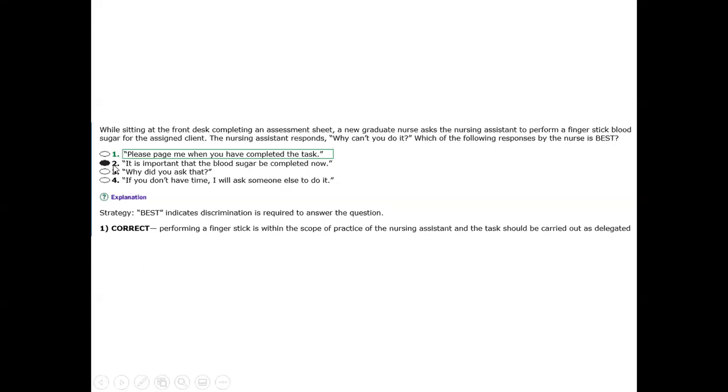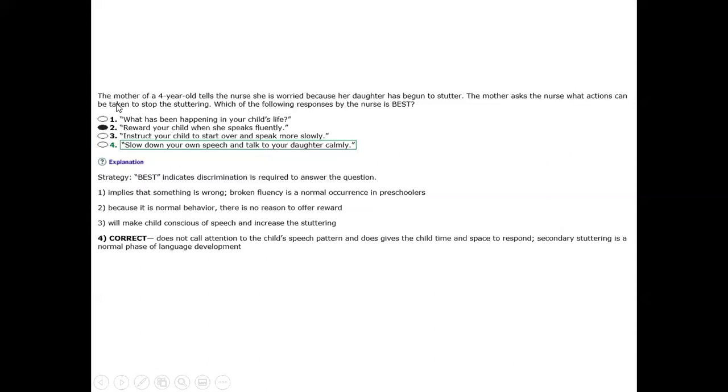Why not number 2, 3, and 4? Number 2 said it is important that the blood sugar is completed now. Why did you ask that? Asking why is not a good choice for the NCLEX board. If you do not have time, I will ask someone else to do it. So it does not make sense. Number 4, right? So next question.